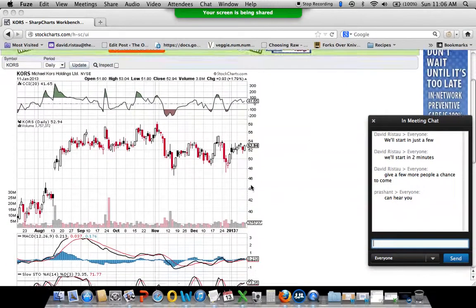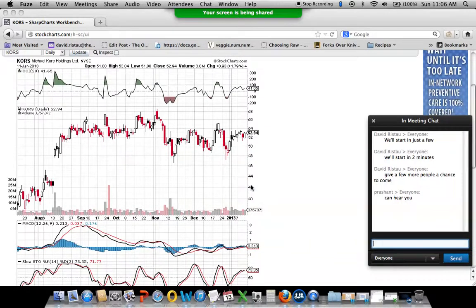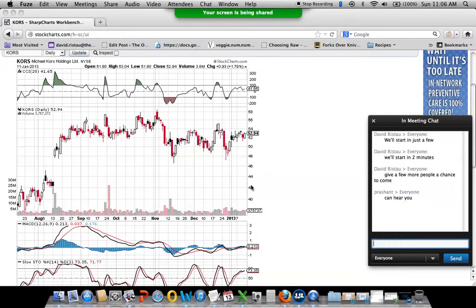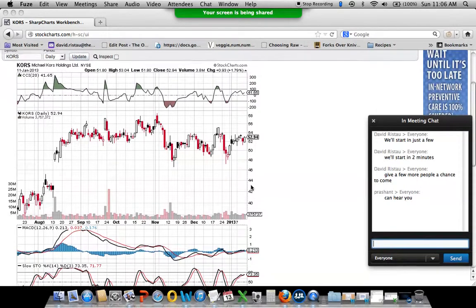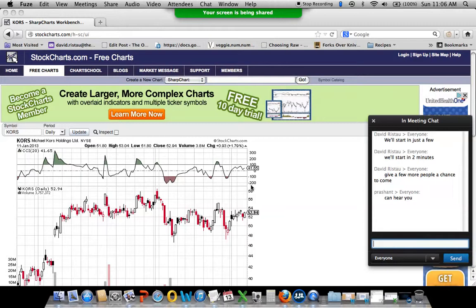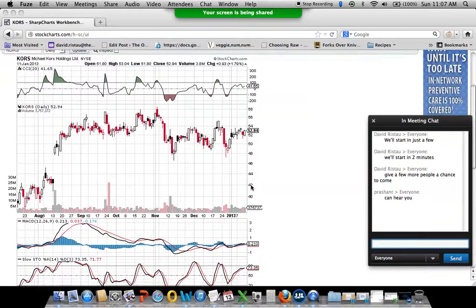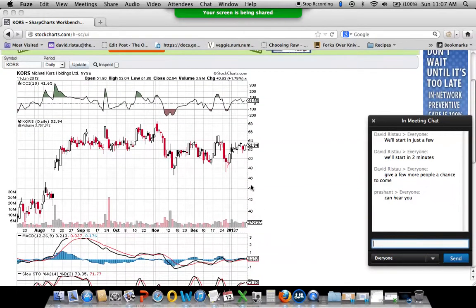So the one I'm working with is stockcharts.com. If you want to follow along, you can go to stockcharts.com right now, and it's a great website to use for free. I've mentioned this a couple of times: I use some charting software that I have at my hands, but it's not something that everyone has, so it's not useful for me to show you how to use it. So, Michael Kors is the company I wanted to start with today.